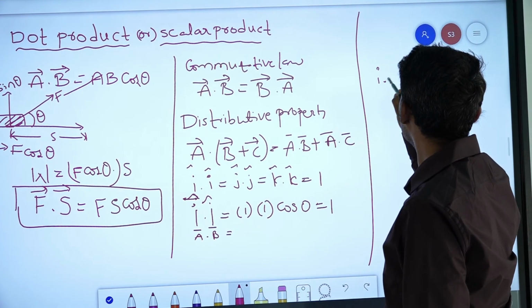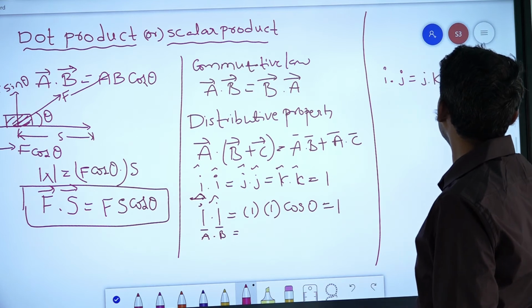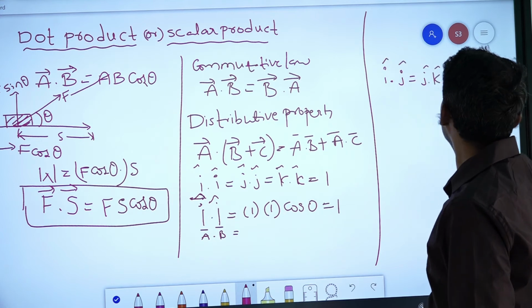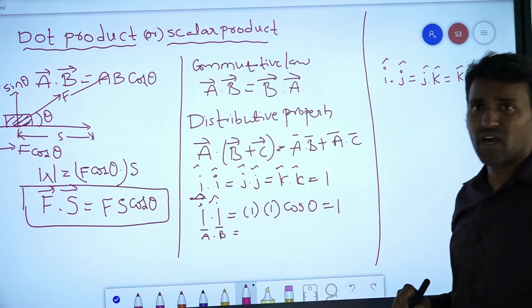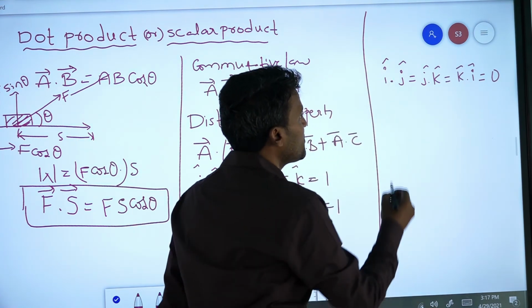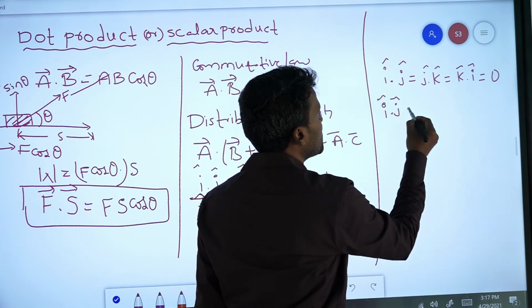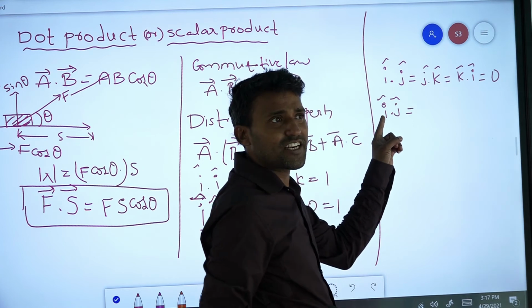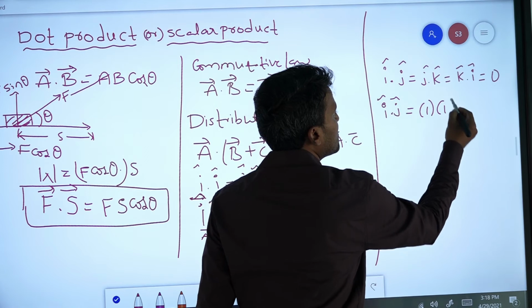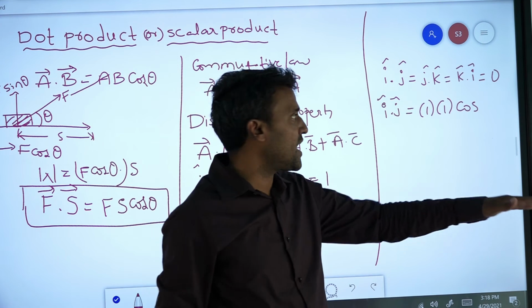I dot J is equal to J dot K is equal to K dot I is equal to 0. How can we write that? See here, I dot J is equal to I magnitude, which is 1, times J magnitude, which is 1, times cosine of the angle. Now I is the unit vector along the x direction.